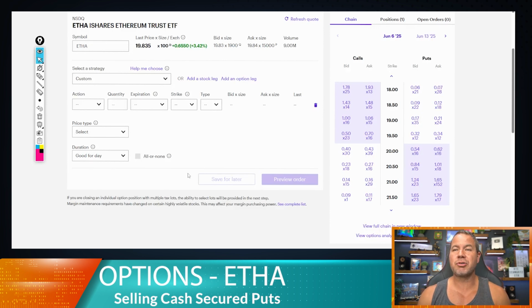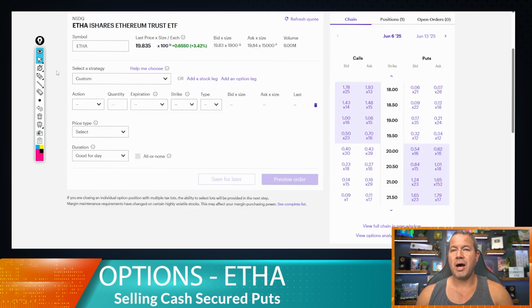Now, on my screen, I have the Etha option chain open. This is over at E-Trade. Yours might look a little bit different if you're using any other brokerage, and it really doesn't matter what brokerage you use, but they're all pretty much the same with some small minor changes in the way that they show their interface or display their options. So let's go over each one of these things that you need to know for selling puts, because that's what we do most of the time.